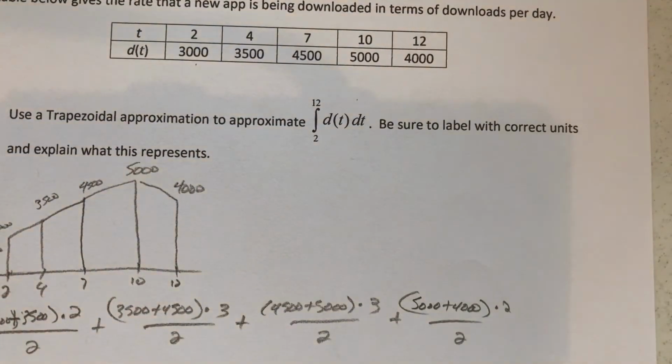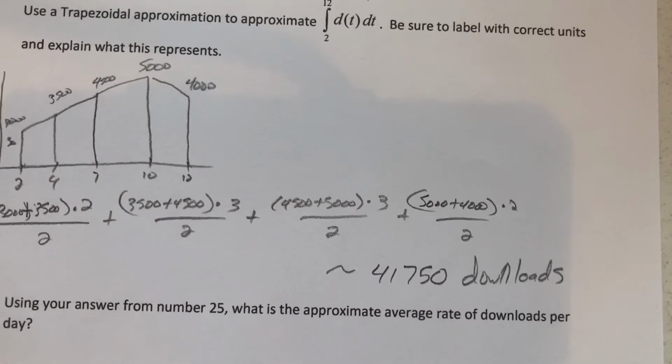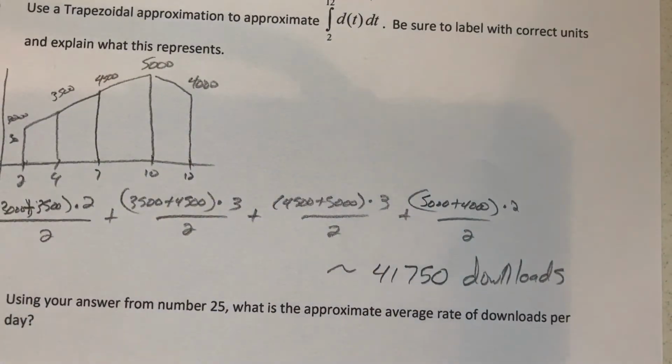All right, so then if I take a calculator real quick and work this out, I end up with 41,750. And what does this represent? This is the number of downloads in those 12 days. And we're saying it's approximate, right? We don't know exactly how many downloads there are, but using a trapezoid sum, we're approximating that about 41,750 times this was downloaded.